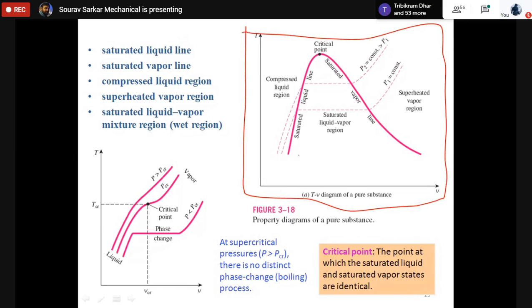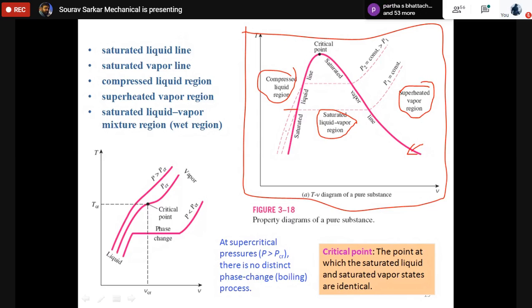In this diagram, this is basically called the dome or the saturation dome. To the left side of this line, everything is basically the compressed liquid zone. Inside this zone is the saturated liquid-vapor zone, and the right side of this zone is the superheated vapor zone. And how is this curve constructed?